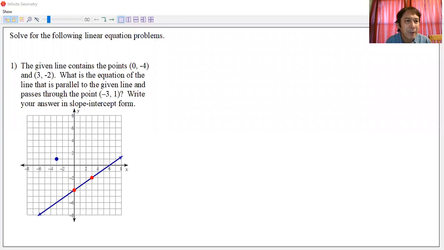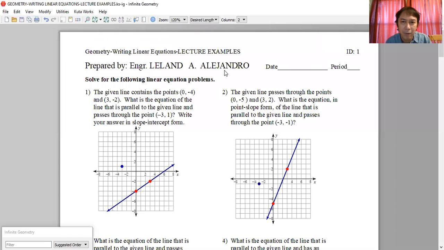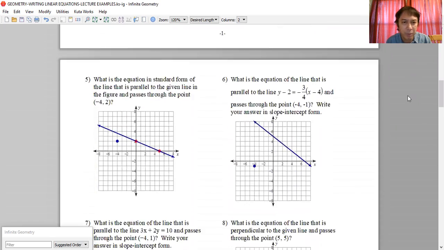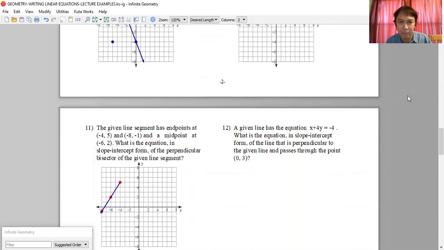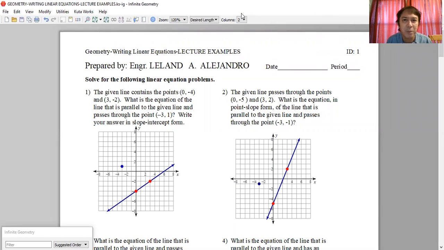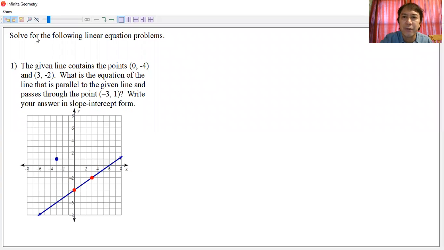Okay, it's in the other screen. All right, here. Now let us see how many. Okay, we can check it out first. Okay, we have about, this will be about 12, okay? 12 examples. All right, let us begin with the first number. Let us begin with the first number. Okay, here's the first number. Okay, here's the first number.